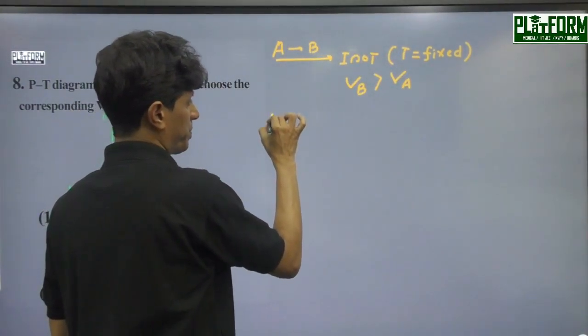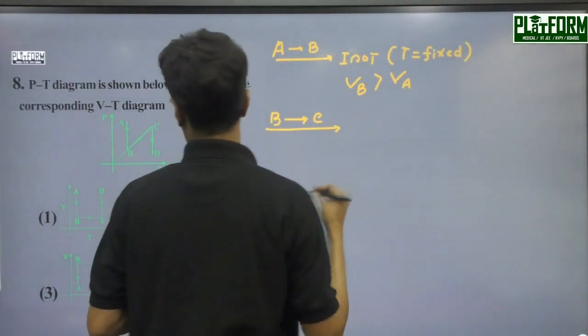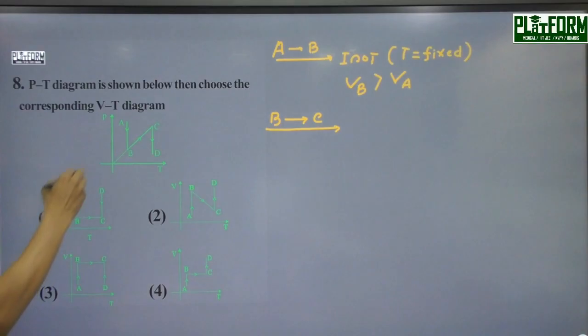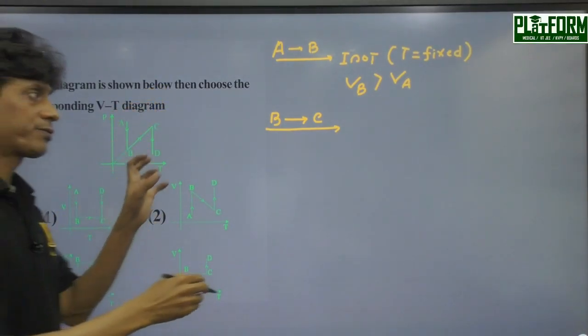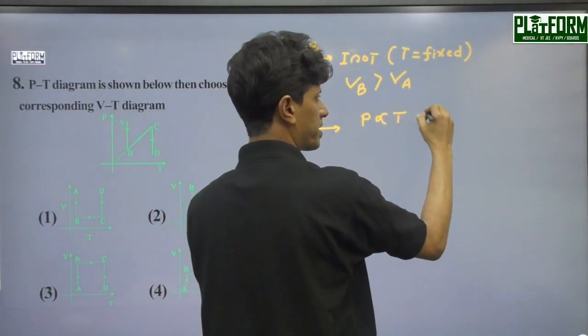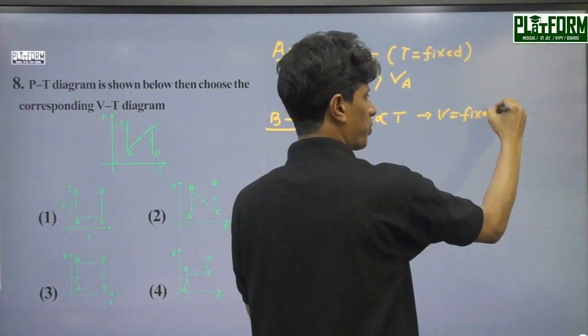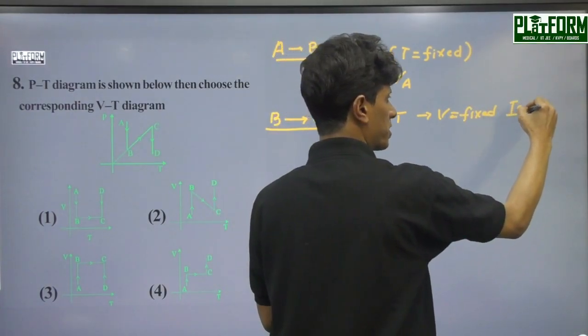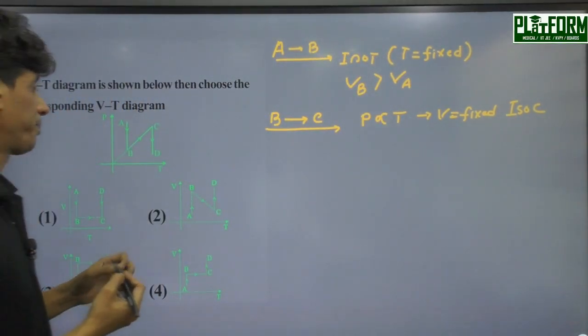Now the process BC. This is the line BC passing through the origin in the P versus T graph. So it is P versus T, and P versus T means V is fixed. So this process is iso C, the process is isochoric.